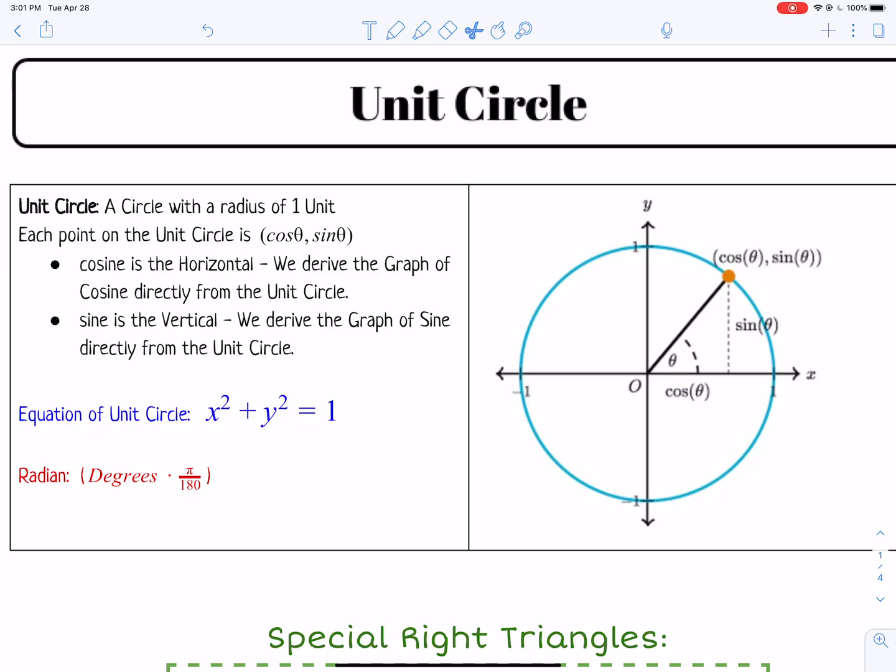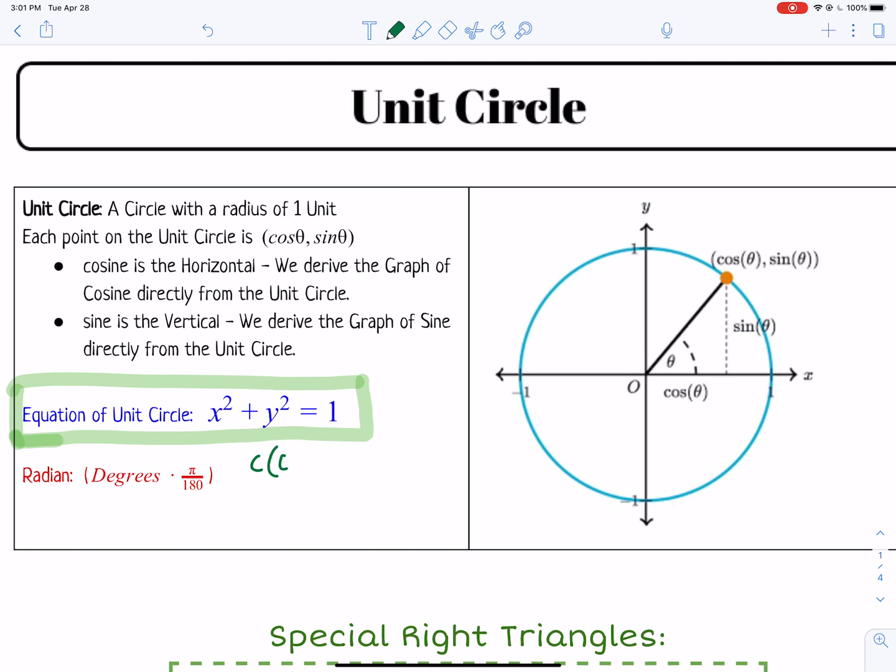In this video, we're going to start talking about the unit circle. So let's talk about how the unit circle is created. The unit circle has an equation that is like our most basic form of a circle. It's x squared plus y squared equals 1.